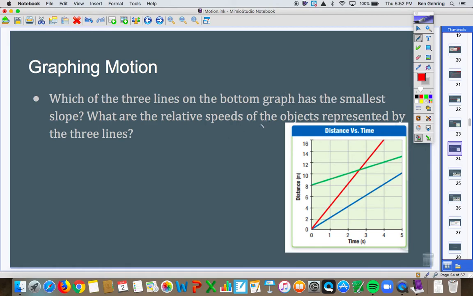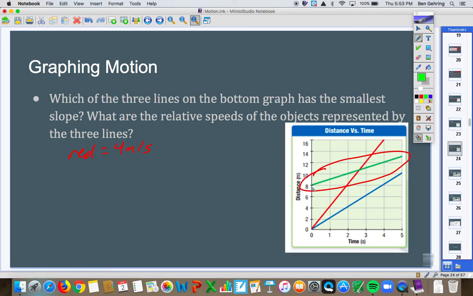After this, we can look at these. Which one has the smallest slope? Which one has the least amount of slope? You have a red line going this way, blue going this way, and green here. If you look at those lines, the one that is the most horizontal, the least vertical, is going to be this green line here. It has the least amount of slope. It wants to know the relative speeds of the objects represented by the 3 lines. To find speed, remember we find the slope of the line. We found the red one. We said it was 4 meters per second was the slope.